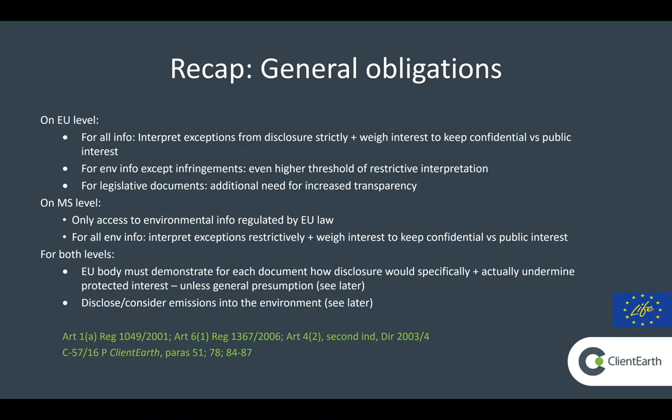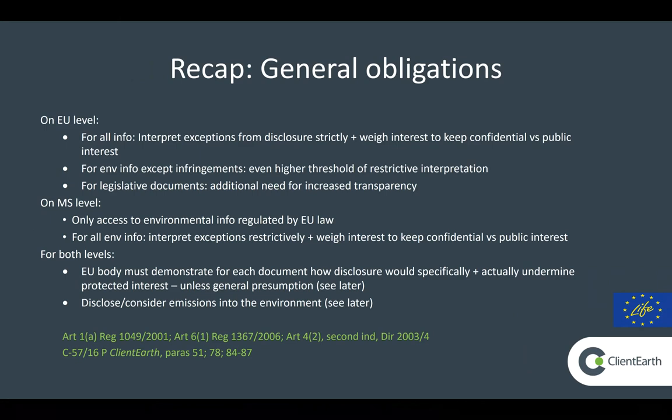And then for environmental information, there is a heightened threshold for restrictive interpretation. And the same applies for legislative documents. So for documents related to a legislative procedure, again, another level of transparency. It's unclear what that really means concretely in practice, but this is nonetheless something that's always important to reiterate if you deal with the EU institutions.